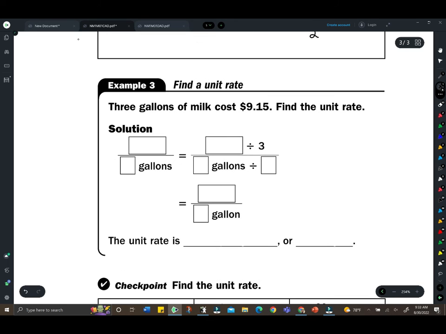Unit rates are our last little thing here. 3 gallons of milk costs $9.15. Find the unit rate. So basically, and this is a big example when you're grocery shopping, we take the total price of our milk, $9.15, and we divide by how many gallons. So unit rate and unit price is always going to be cost over quantity.